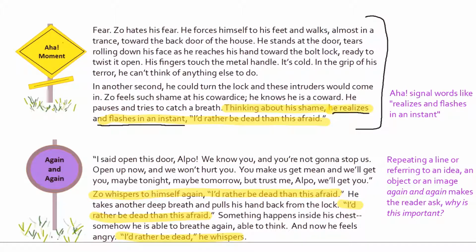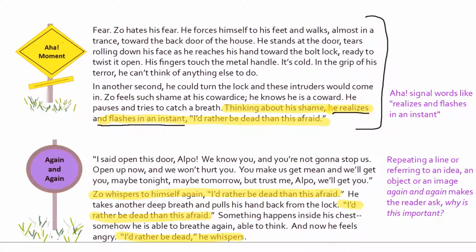Another technique writers use is repetition. We call this the move again and again. When an author repeats a line or refers to an image, an object, or an idea again and again, the reader usually asks, why is this important? Why does this keep coming up?